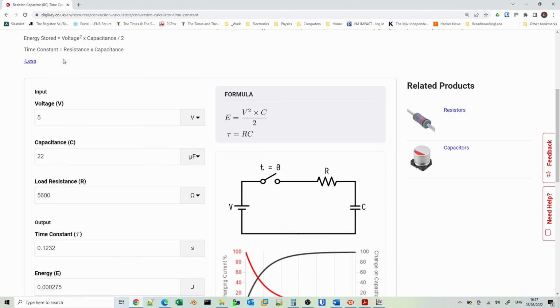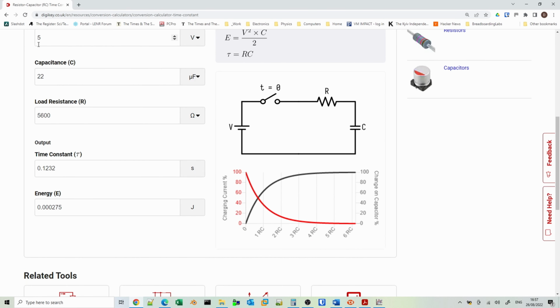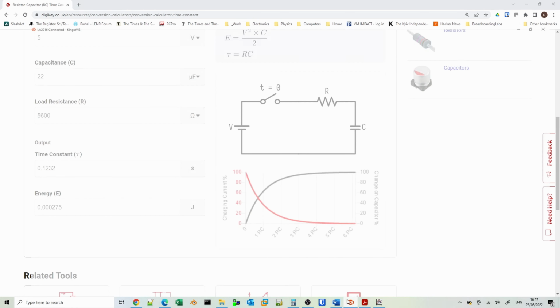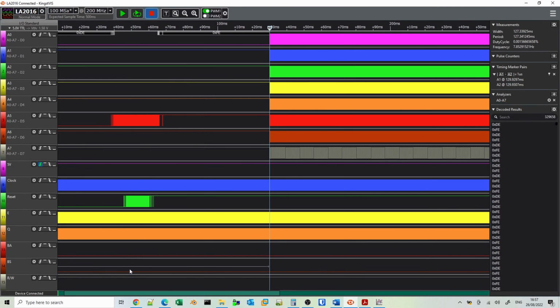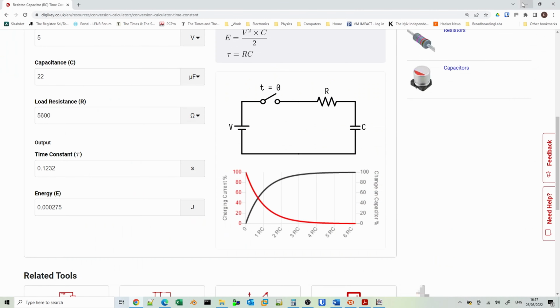And if we plug in these values, so we know that we've got 5 volts here, a 22 microfarad capacitor, a 5.6k resistance, this gives a time constant of approximately 0.123 seconds or 123 milliseconds, which would certainly tie in with the time that we see in the logic analyzer here. So this time to come out of the reset state is about 127 milliseconds. So it's very, very close within tolerance.